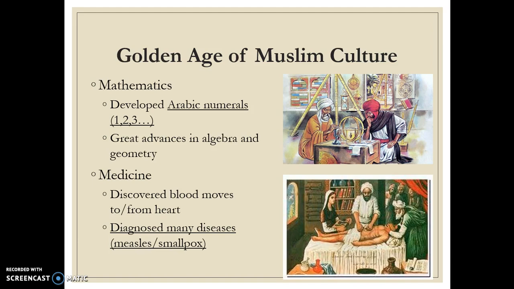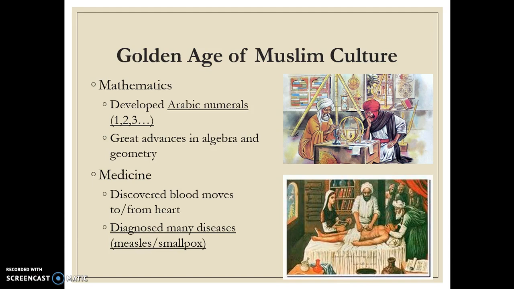During these caliphates, the Muslim culture experiences a golden age, and during a golden age, there's a lot of advances in math and science and medicine and so forth. So the Arabs do make a lot of advances in mathematics, including the development of Arabic numerals that we use today. The 1, 2, and 3 are considered Arabic numerals. They're also going to make a lot of advances in algebra and geometry.